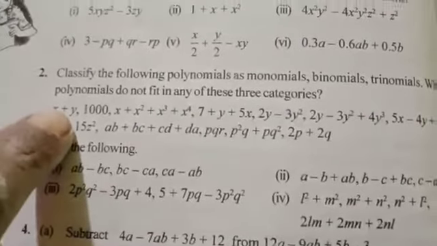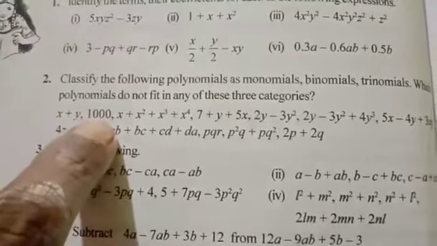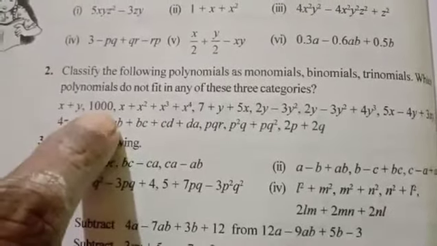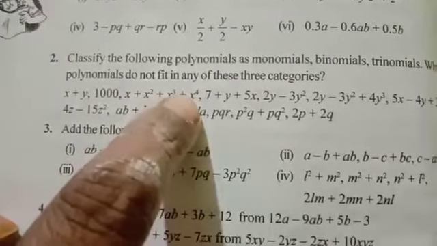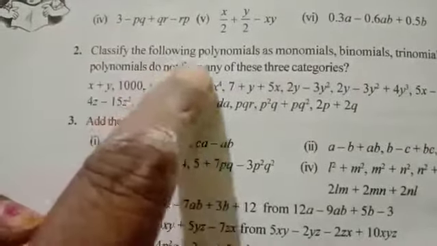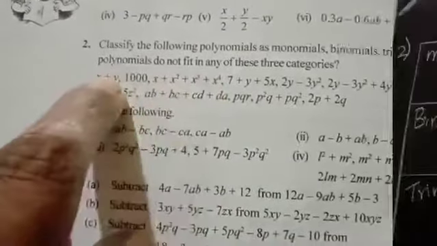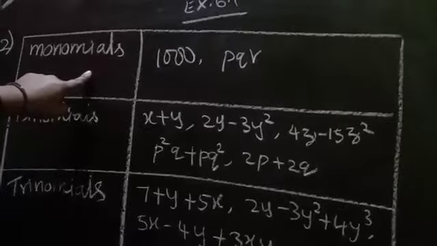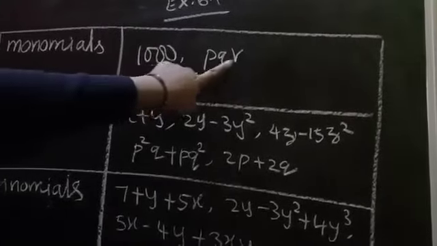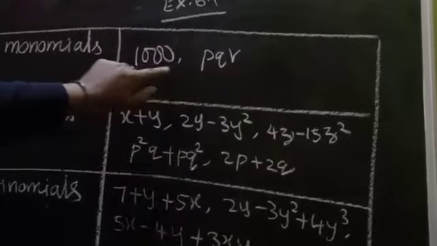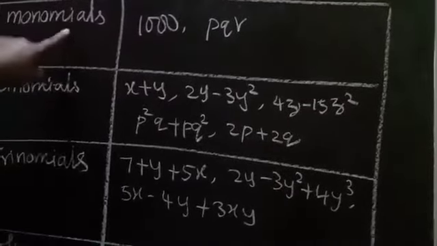x plus y they have given. It is called binomial. Good. 1000 is monomial. x plus x squared plus x cubed plus x power 4 is a polynomial that does not fit, because it has 4 terms. So we have to put them in the tabular column. Monomial: they have given 2. That is 1000 they have given, and PQR. It is monomial. It is one more monomial. I have written them in the monomial column.